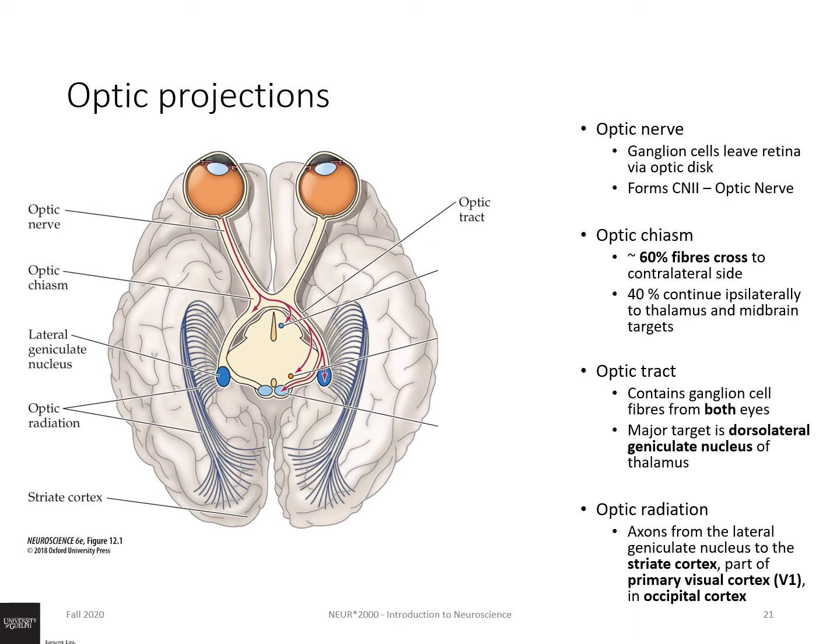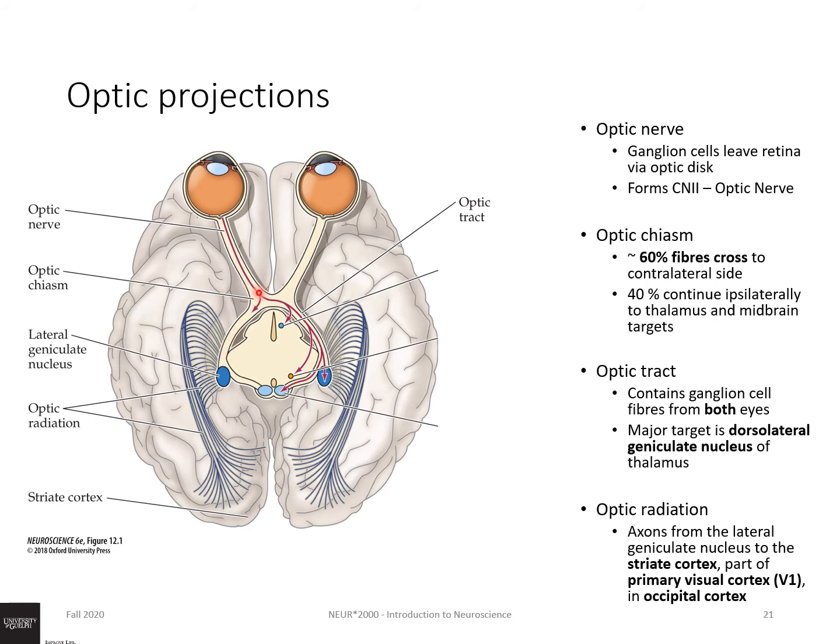So after the photoreceptors have transduced the light signal and the path through the bipolar cells and then the ganglion cells has been activated, these signals need to get sent to the brain for further processing. So the optic nerve ganglion cells leave the eye through the optic disc and form cranial nerve 2. And then at the optic chiasm, the cross here, about 60% of fibers cross to the contralateral side, and 40% continue ipsilaterally to the thalamus and midbrain targets.